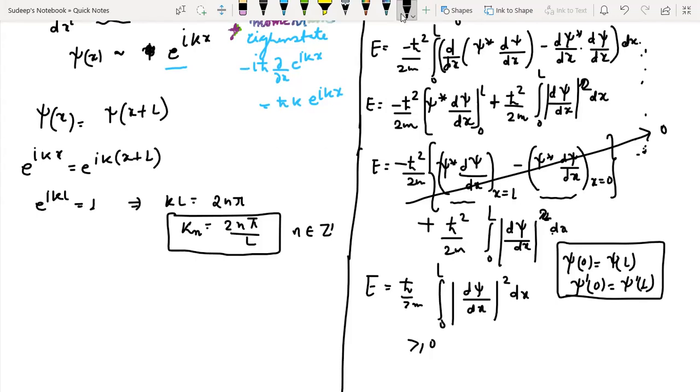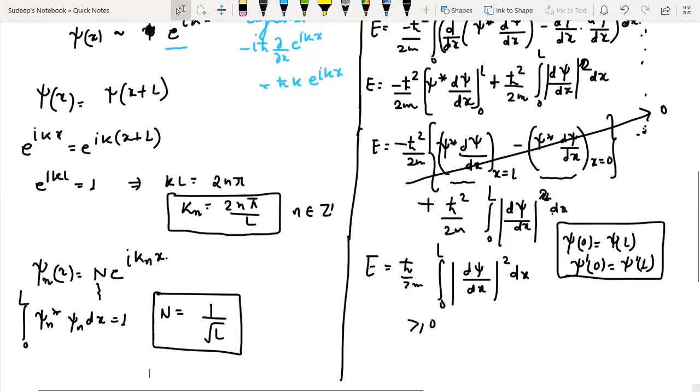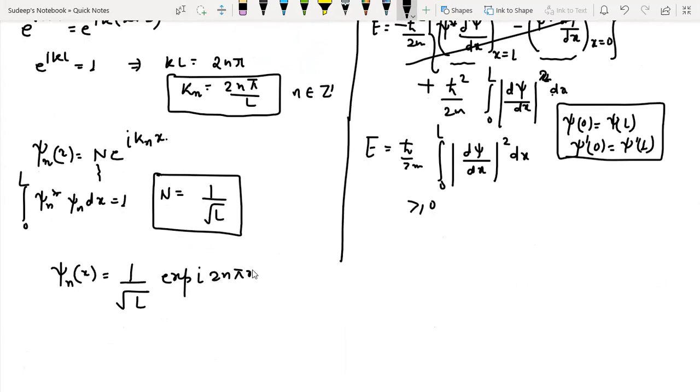Now I can write the solution for the Schrodinger equation, psi n, simply as N some constant times e to the power iota k n x. And if I want to determine my normalization constant N, I have to do the integral of psi n star psi n dx from 0 to L equals 1, and I will get that N is equal to 1 upon root over L. What does it imply? It implies that my psi n is equal to 1 over root L times exponential iota 2n pi x upon L. So this is my wave function corresponding to the problem of a free particle on a circle.